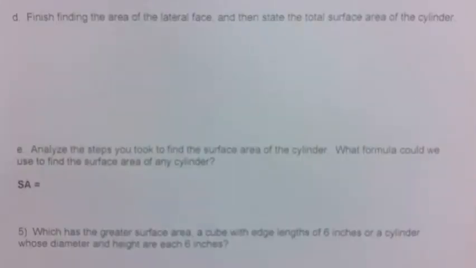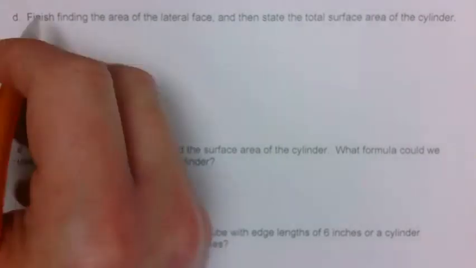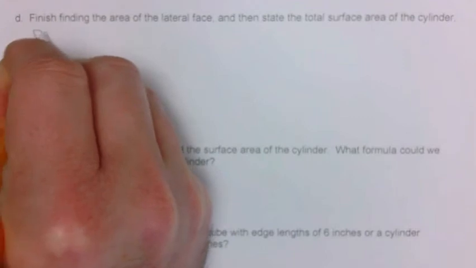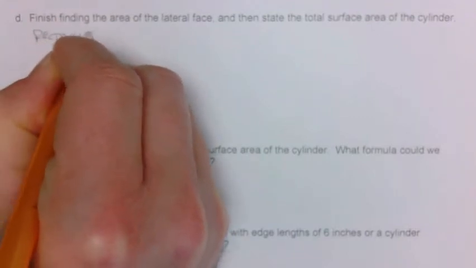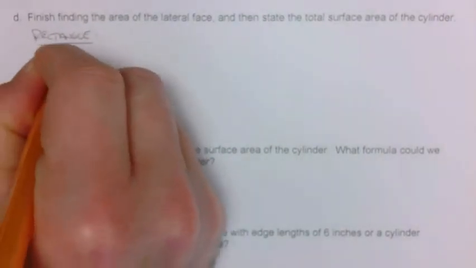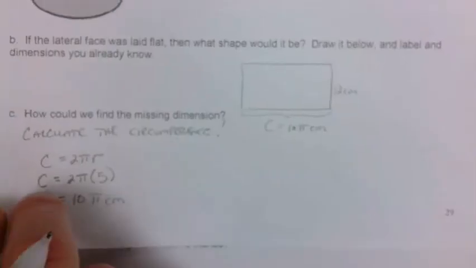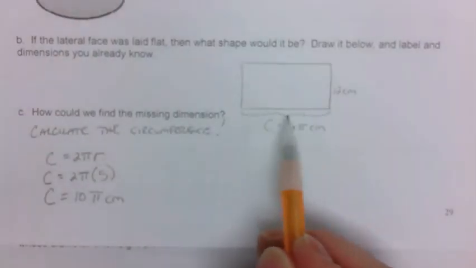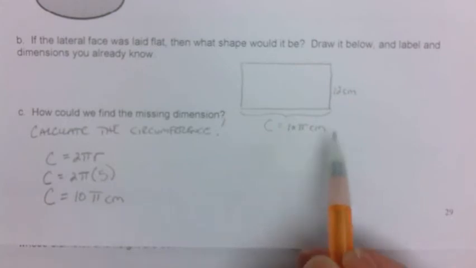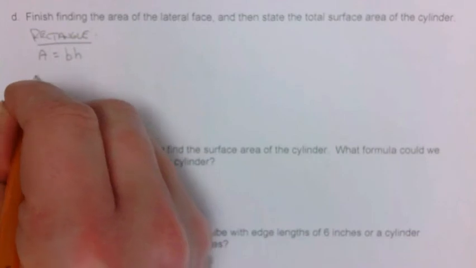So now that we've determined the dimensions of the lateral face, we're going to finish finding the area of the lateral face, and then we're going to state the total surface area for our cylinder. Okay, so recall that the lateral face was in the shape of a rectangle. And if we want to find the area of a rectangle, we're going to use the formula area equals base times height. Okay, so if I look back at my picture, the base right here was equal to that 10 pi centimeters, and the height was 12 centimeters. So I'm going to substitute those values in.